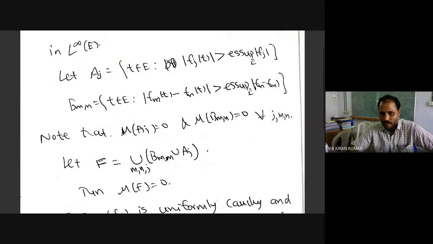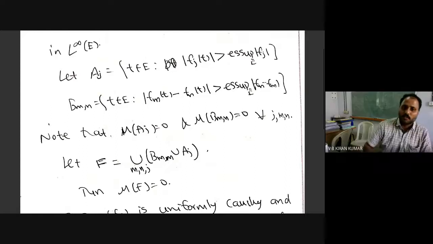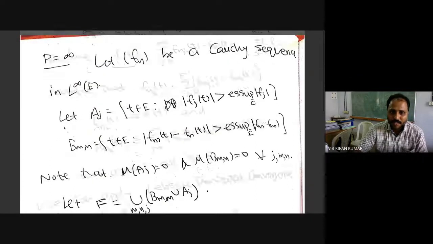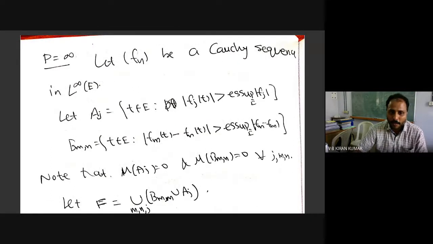Apply the same thing for BMN, which you denote by mod FM(t) minus mod FN(t) greater than the essential supremum of it. So what is the measure of BMN? Can you tell me what is the measure of BMN? This is BMN. And that is 0.